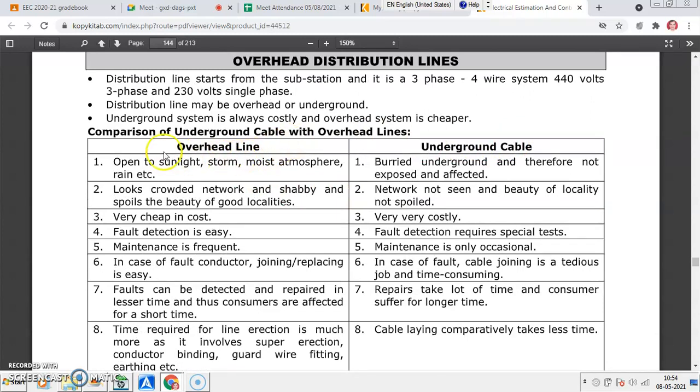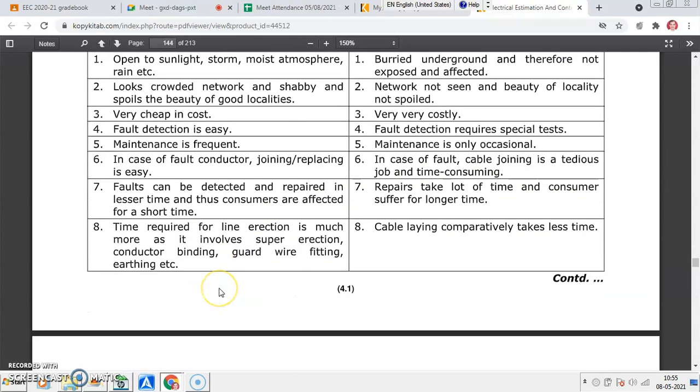Normally in rural areas, when the population density is very low, when the beauty of the place will not be affected by erecting overhead lines, and where the budgetary provision is less, and the priority of consumers or supply is low, then normally people go for overhead lines in that particular region.